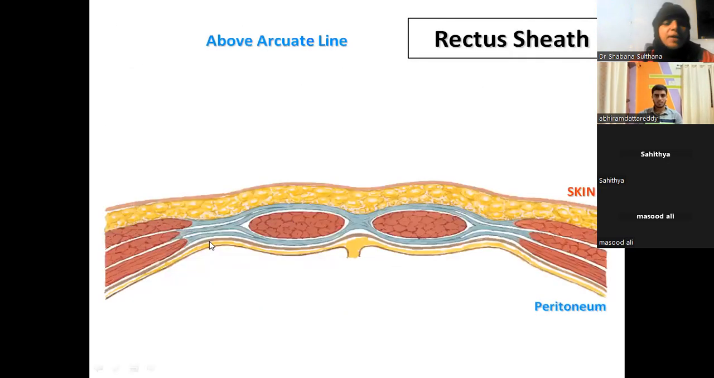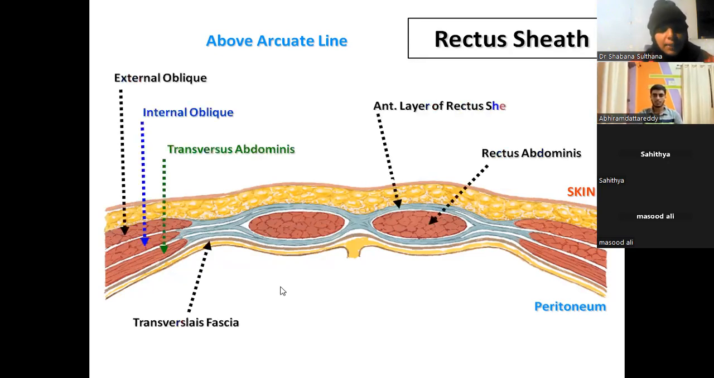So these are Netter's atlas pictures where you are finding one rectus abdominis, another rectus abdominis. This point is linea alba. We have taken this section at the level below the costal margin and above the arcuate line. So the anterior wall is formed by the aponeurosis of external oblique and the anterior lamina of internal oblique. The posterior wall of the rectus sheath is formed by the posterior lamina of internal oblique and the aponeurosis of transversus abdominis. That's what is given in the lamina.